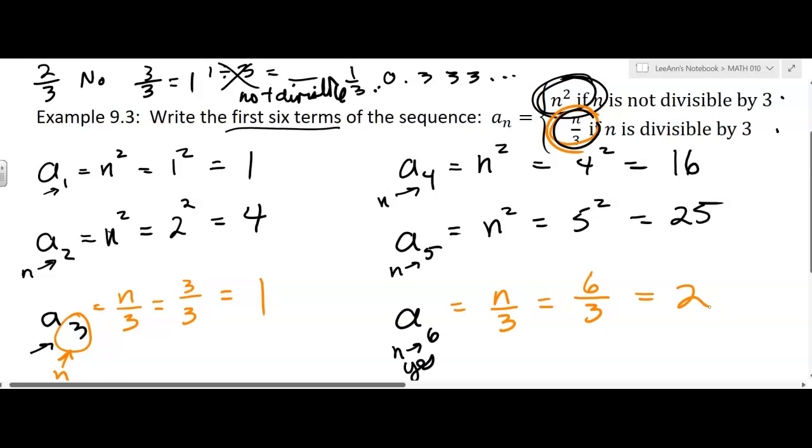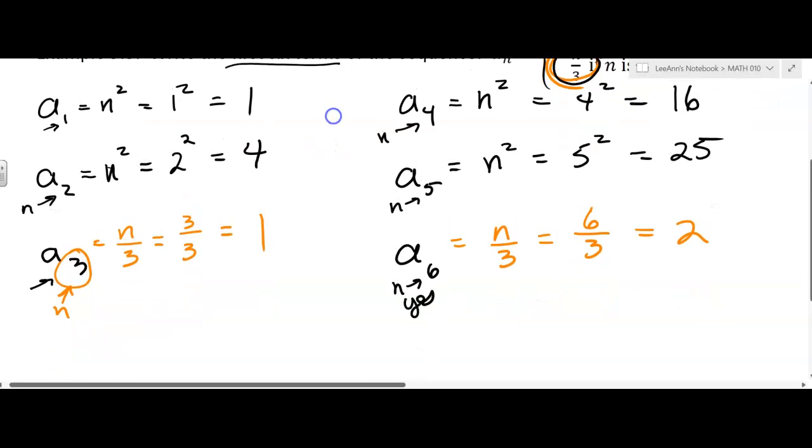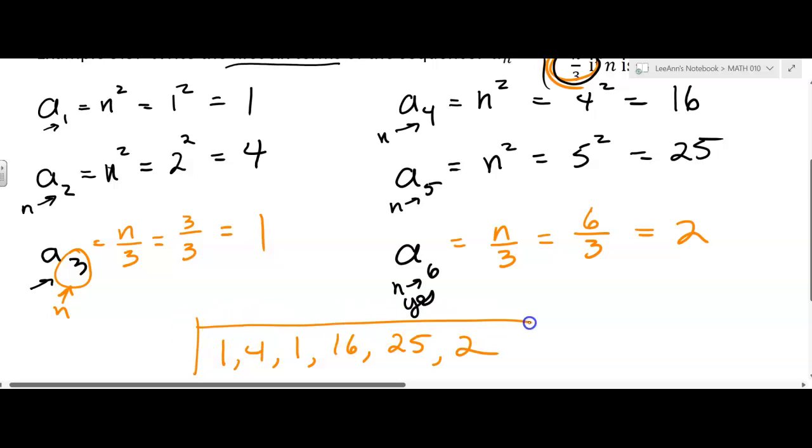Okay, so there's our sequence. Here it goes. 1, 4, 1, 16, 25, 2. That one would be hard to find the pattern on. Okay, so that's what you get. That's the sequence.